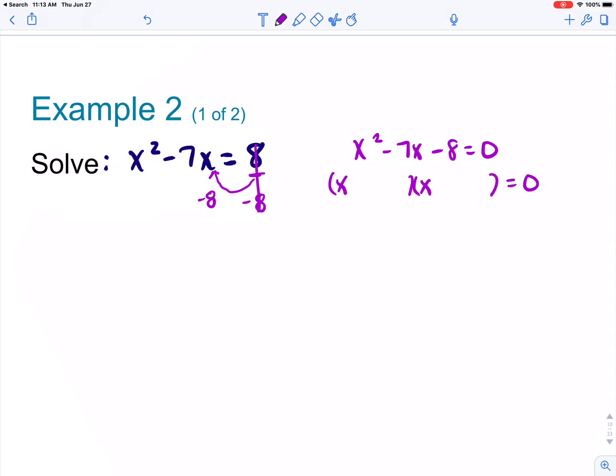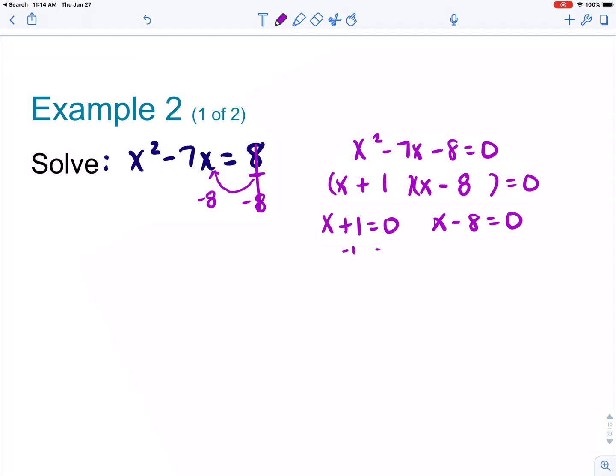So x and x, signs plus and minus. Two numbers that multiply together to make 8 with a difference of 7. So I'm going to say x minus 8 and x plus 1. Now that they're factored, I set them both equal to 0 using the zero product property. And then I solve them.